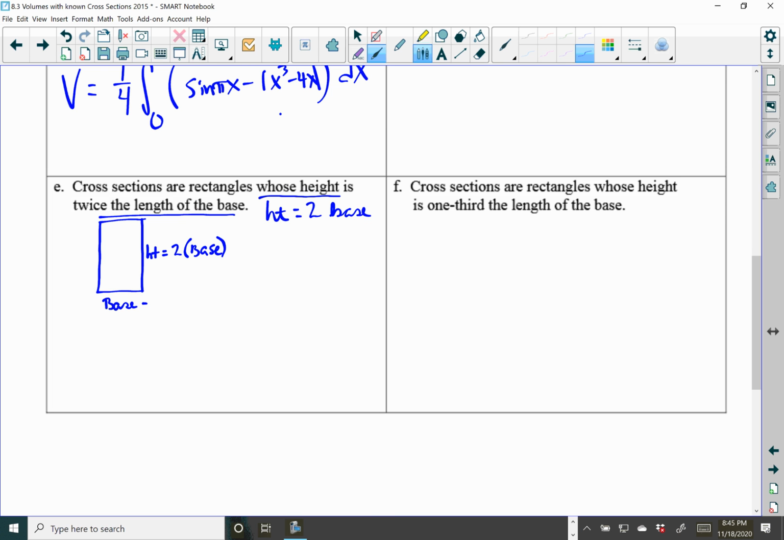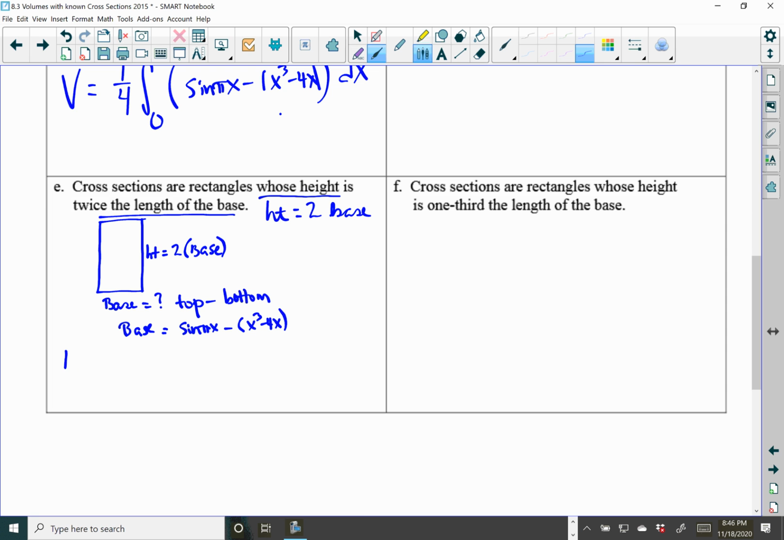How do I capture the base? Top function minus bottom function. Always comes back to that if I'm running perpendicular to the x-axis with my slabs. And in this one we are. So I want to go sine pi x minus parentheses x cubed minus 4x. That's our distance across the base. And then, of course, the height is going to be 2 times that.